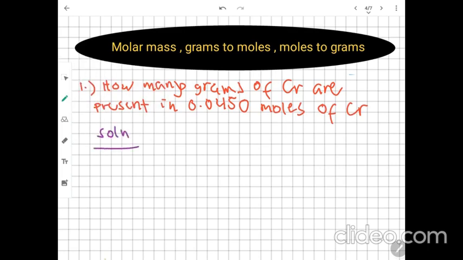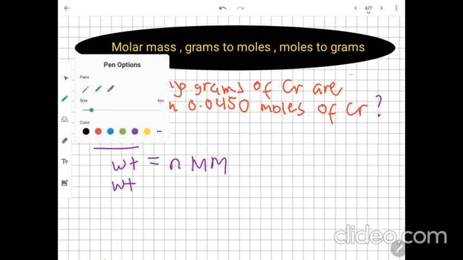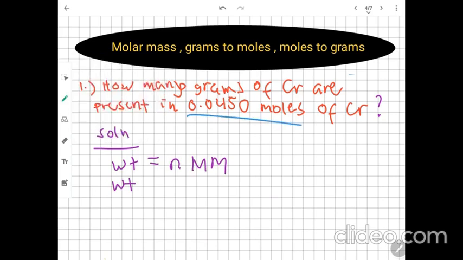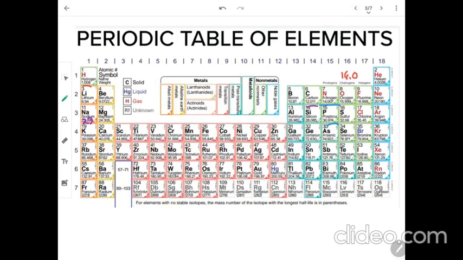Take note that we need the formula for weight. Weight is equal to n, or moles, times molar mass. Here, from our example, we are given moles, 0.0450. So this is your n, which is 0.0450. And what is your molar mass? Take note, your molar mass has the same value as your atomic mass, okay?